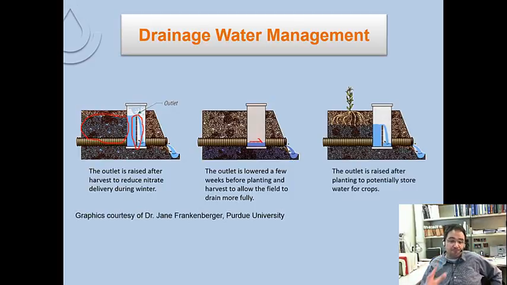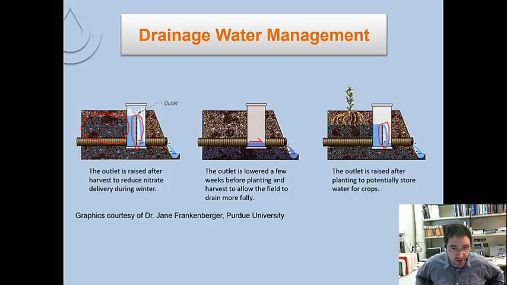Then after planting, after some of our early crop development, maybe after spraying, we're going to put those stop logs back in place, maybe not up as high as we do in the winter months, but maybe within 2 feet of the ground surface, and store water back in the soil profile. Again, provided that there is water to store.